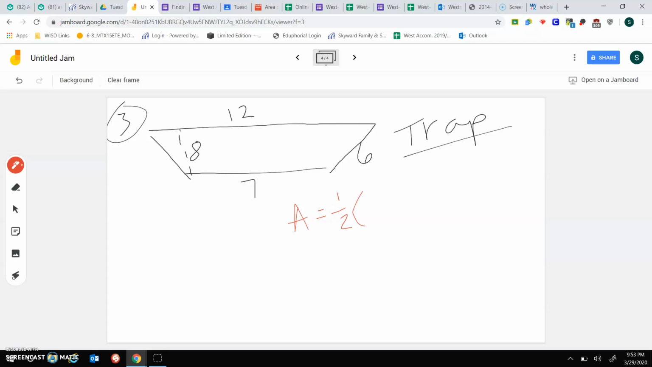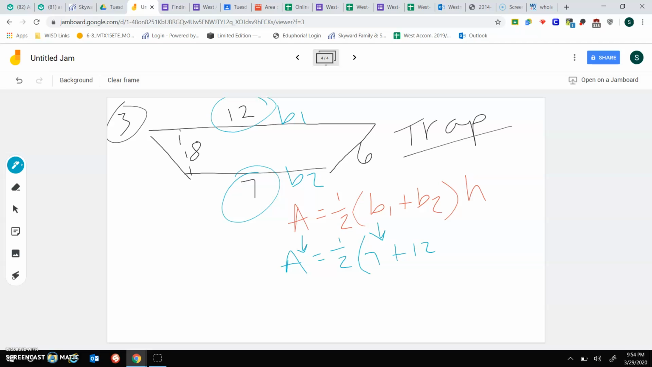Area equals 1/2 base 1 plus base 2 times the height. And let's fill it in. Do I know what the area of this is? No. That's what I'm trying to find. Do I know what base 1 is? Yes, base 1 is 12. Base 2 is 7. Now, 7 plus 12 is the same thing as 12 plus 7, so it really doesn't matter because of our commutative property of addition. So we could say 7 plus 12. Remember, 12 plus 7 is the same thing.